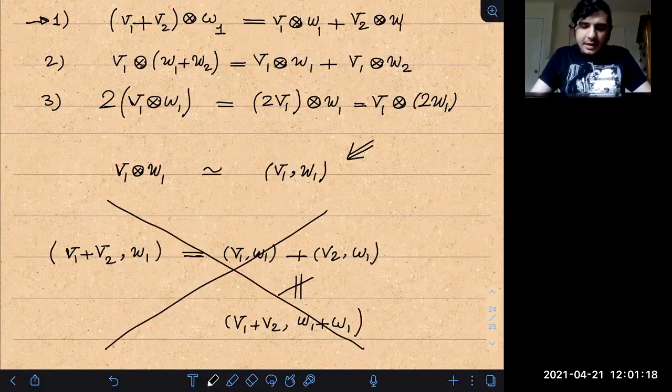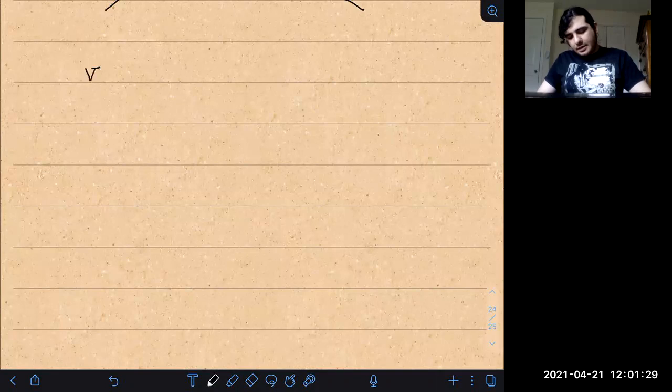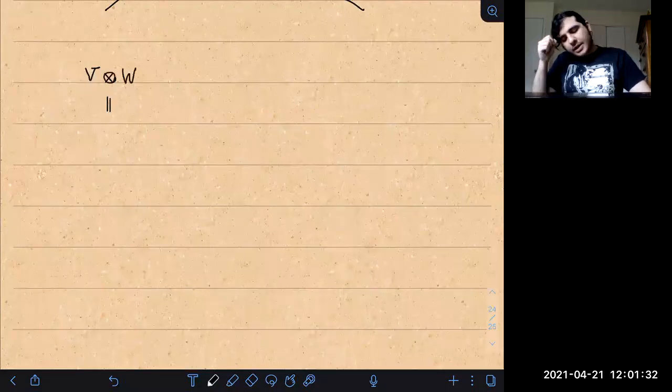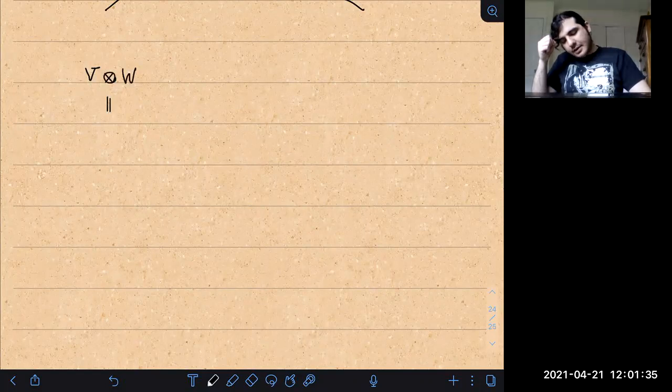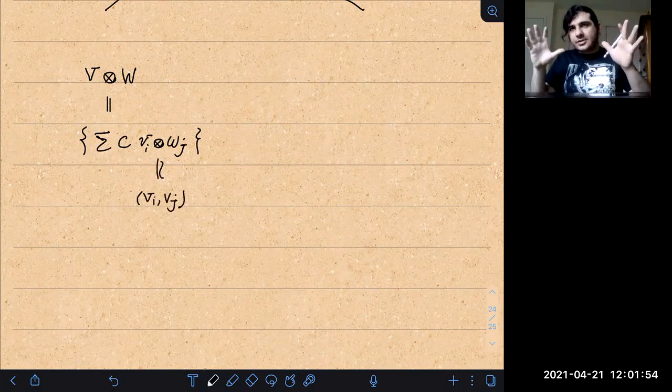So in another sense, if I want to finish the things I started, V tensor W has all linear combinations of things like Vi tensor Wj, right? And as I said, each Vi and Wj is very similar to just putting these two things next to each other. The difference is just between these three rules I mentioned.